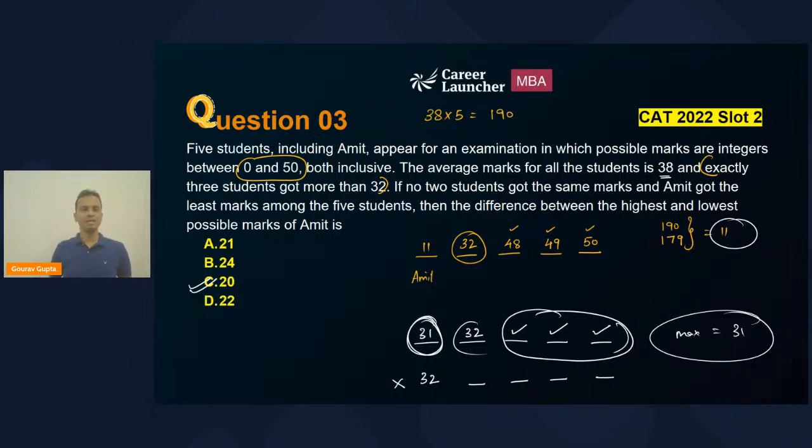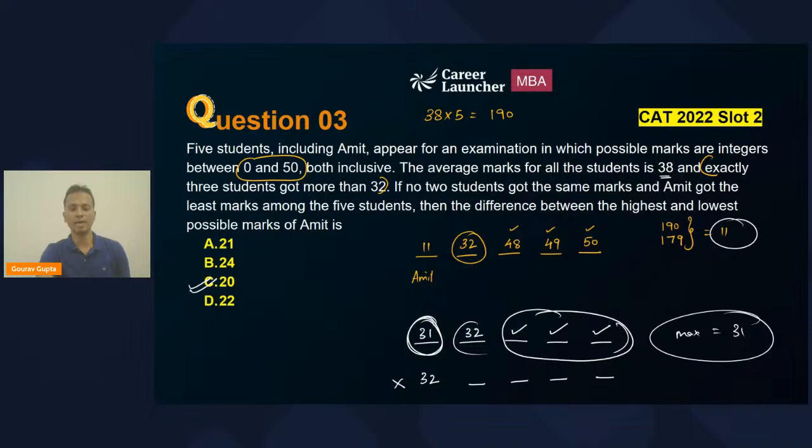Right? Am I clear? So you need to take care of very small things when they are saying that exactly 3 students got more than 32. That means the remaining students can get 32 or less than 32. This is a very small point that you needed to consider. Okay, all right. So that was question number 3.